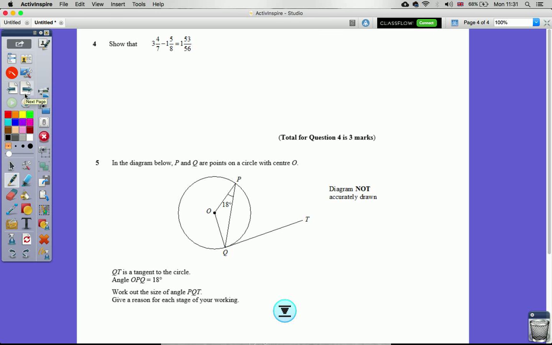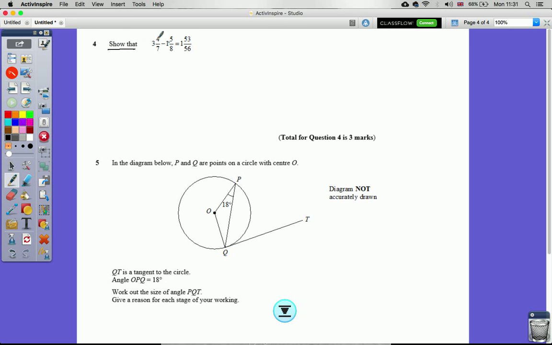Show that 3 and 4 over 7 minus 1 and 5 over 8 is 1 and 53 over 56. Now, a quick advice to you all: we all use calculators that have got fraction options, but if you just use the calculator and work it out, it's not going to carry any marks, because the question clearly says show that. You have to show the working out.